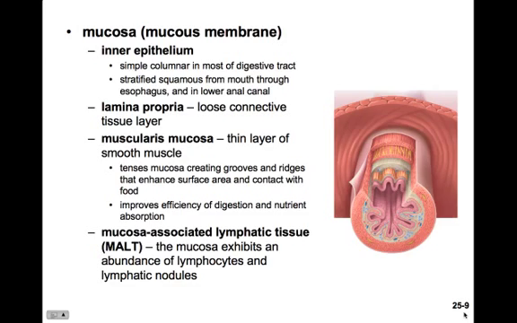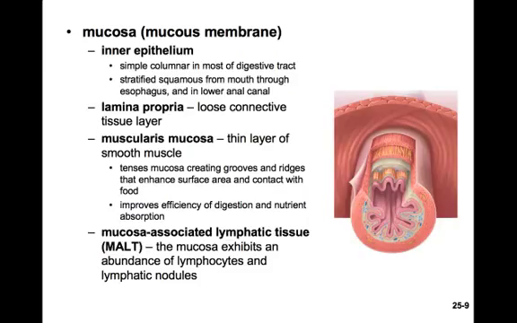The mucosa, or mucous membrane, is composed of 3 portions itself. We have the inner epithelium, which is made up of simple columnar cells through most of the digestive tract, or stratified squamous from the mouth through the esophagus, and again in the lower anal canal. The lamina propria is this layer right below the simple columnar, and it's basically made of loose connective tissue.